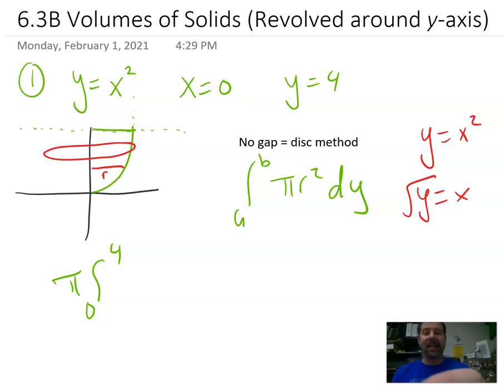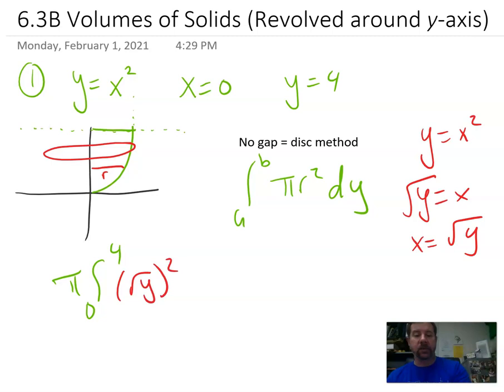This is what we mean by in terms of y. Y is now my independent variable and x is the dependent variable, so I want to get x by itself. So pi times the integral of root y squared dy, and now we are set up. And now this becomes relatively simple: pi times the integral from 0 to 4 of root y squared, which is just y, dy.